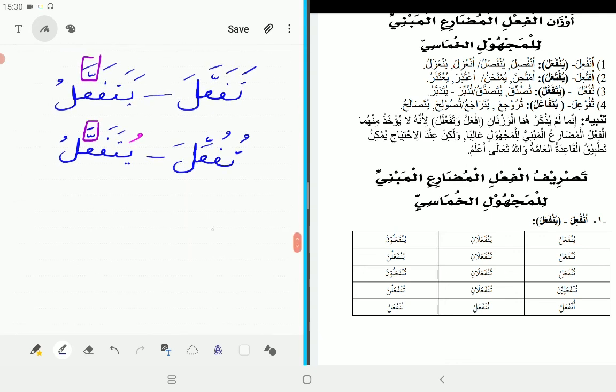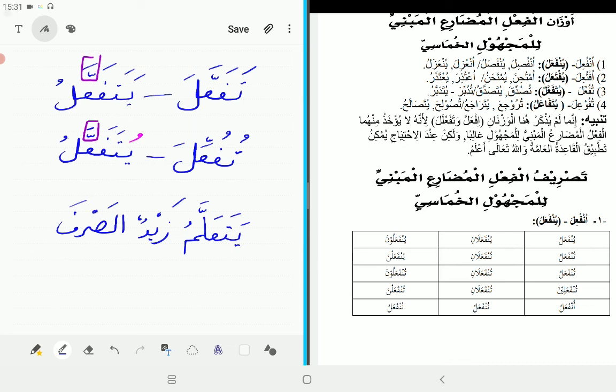You will say the sentence: تعلم. Well, let me change that to the present tense: يتعلم زيد الصرف. Zayd is learning sarf.